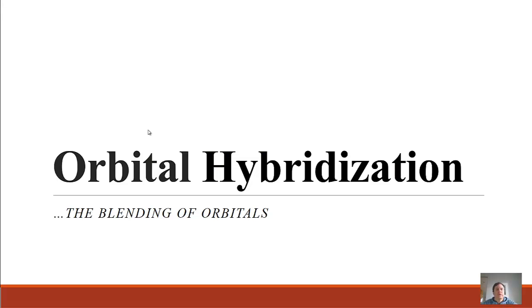Today we are going to talk about something called orbital hybridization, or the blending of different orbitals. Remember, when we're talking orbitals, we're talking the S, P, D, and F orbitals that we learned about last year in pre-AP chemistry. And why are we learning about this?